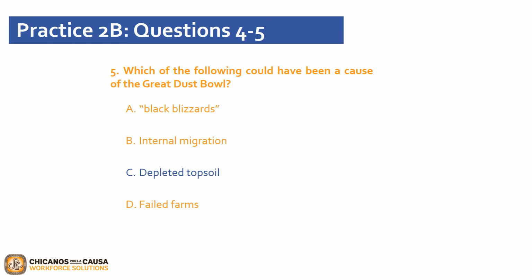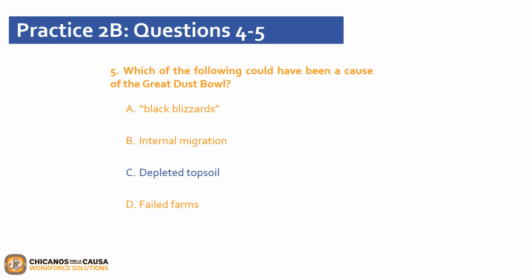This can be found on the timeline between 1925 to 1930. It states that farms experimented with aggressive mechanized farming techniques, increasing productivity, but depleting the topsoil, which in effect was the cause of the Great Dust Bowl. The black blizzards, internal migration, and failed farms were the effects of depleted topsoil. Congratulations! You made it to the end of lesson 2. Let's move on.